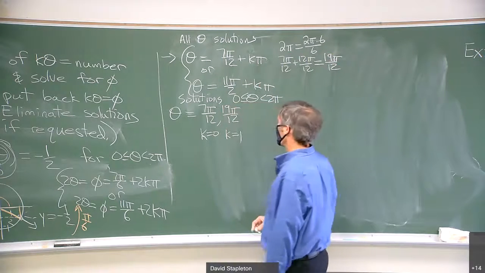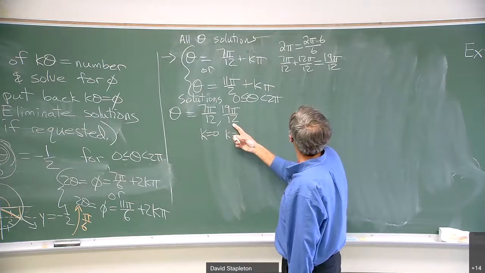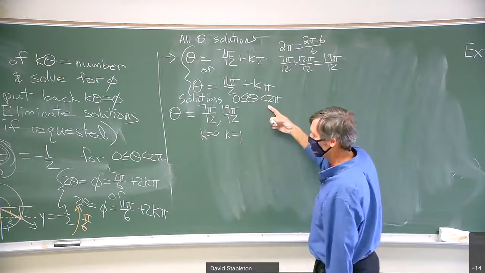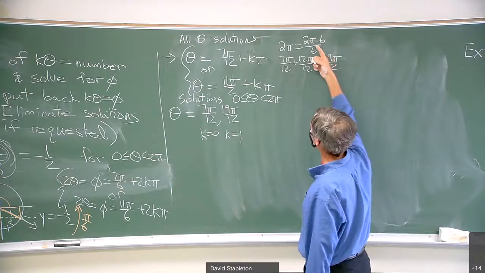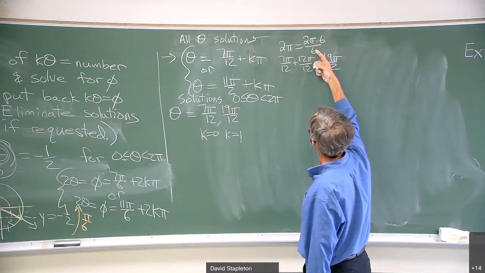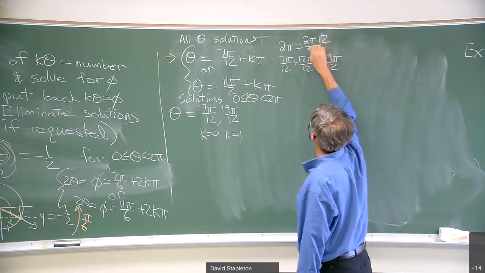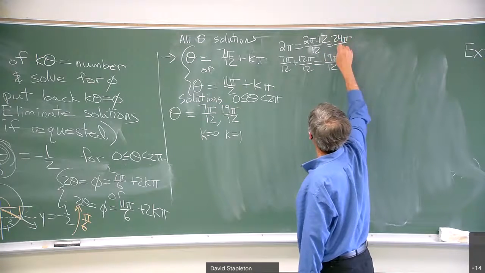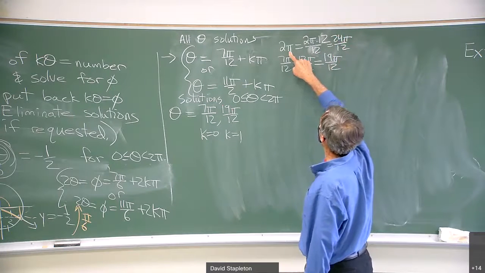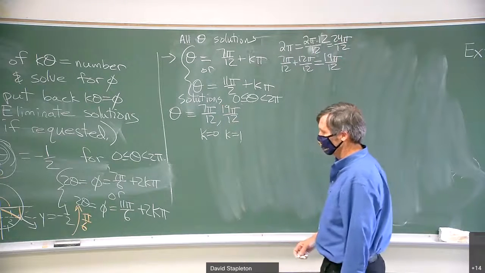Is that between 0 and 2 pi? Sure it is. 2 pi. It's not, is it? Oh, I suppose I wrote 6 here. Yeah, so 2 pi, I should have done this times 12 over 12 is 24 pi over 12. So I need angles between 0 and 24 pi over 12, and this is, right? So these two are between 0 and 2 pi.